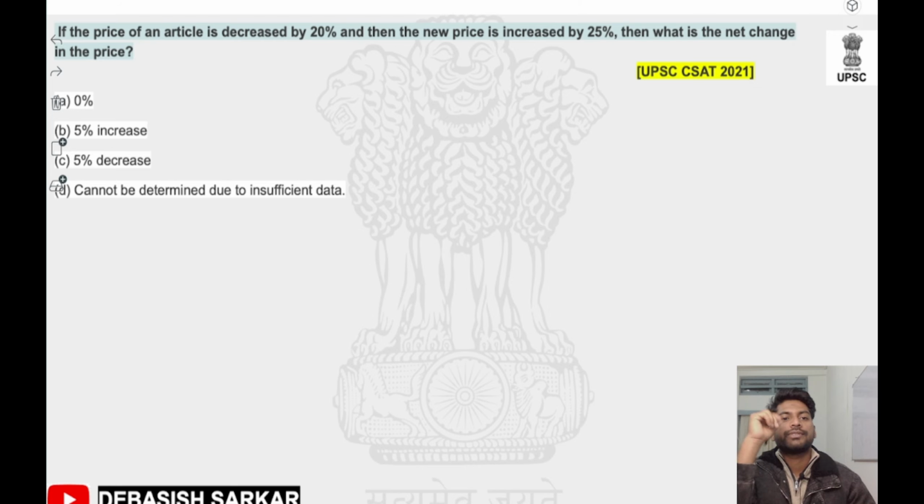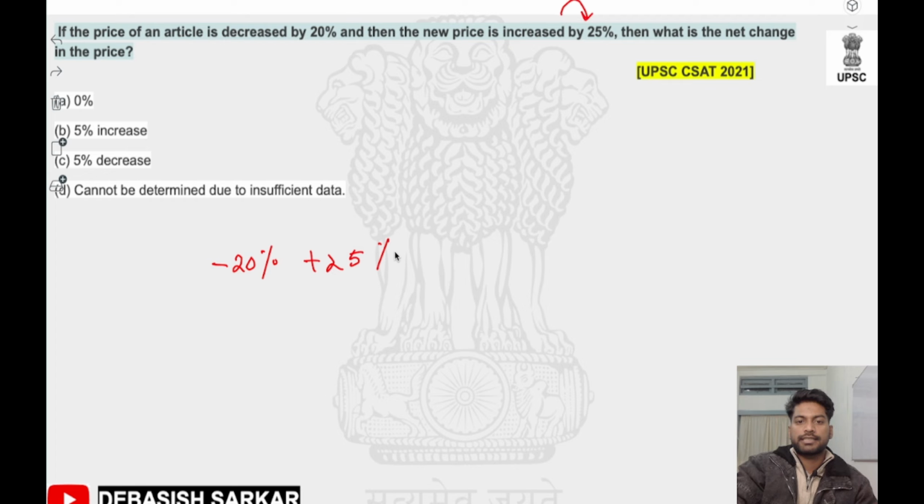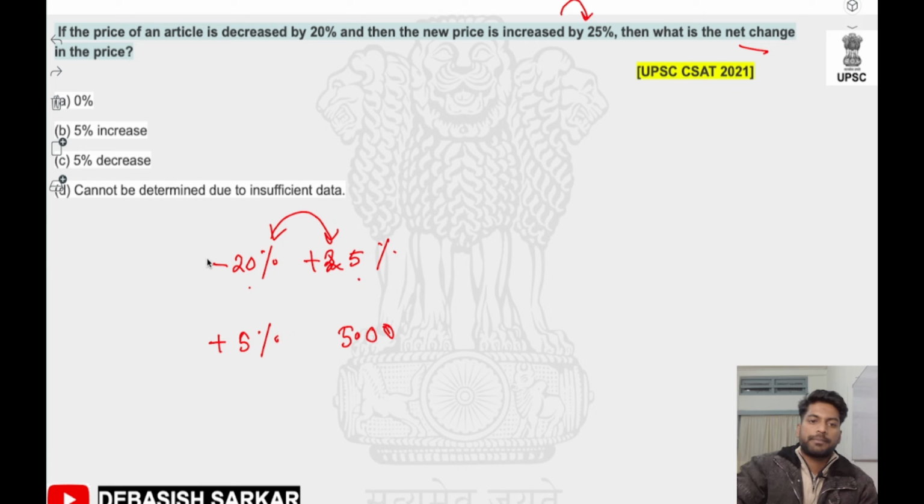Look, they are saying if the price of an article decreased by 20%, so write down decreased by 20%, and then increased by 25%. It's the same successive formula. So what is the net change in price? So look, 25% and 20%, so it will be plus 5%, minus plus. Then you have to multiply 20 into 25, it means 500, and the decimal will be here. But plus minus gives minus, so plus 5% and minus 5% is 0%. So the net change will be 0%.